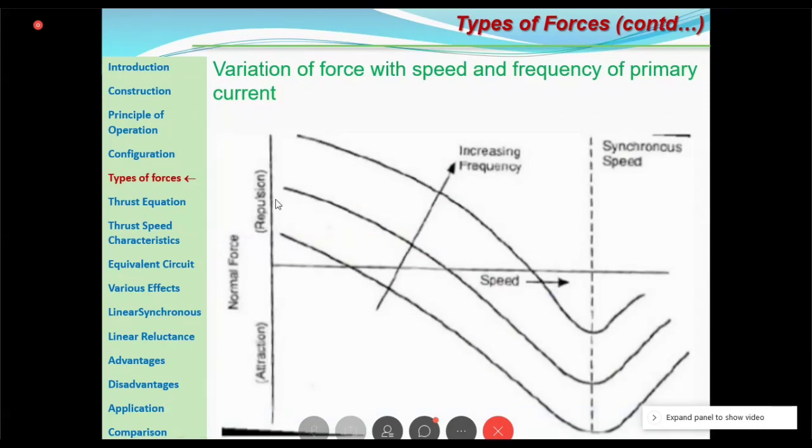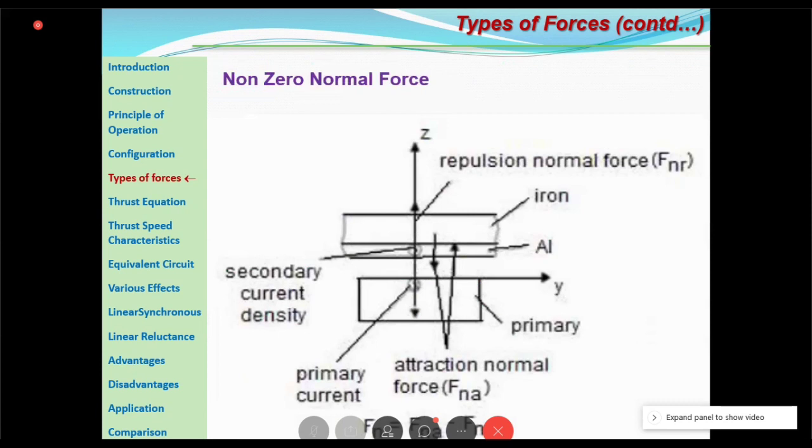You can see here the repulsion when you are considering the synchronous speed, and as the frequency is increasing, this is the attractive force and this is the repulsive force corresponding to the normal force, that is, the variation of force with the speed and frequency of the primary current. The normal force can be repulsive, and this is the attraction. The resultant force will be the attractive normal force minus the repulsive normal force.